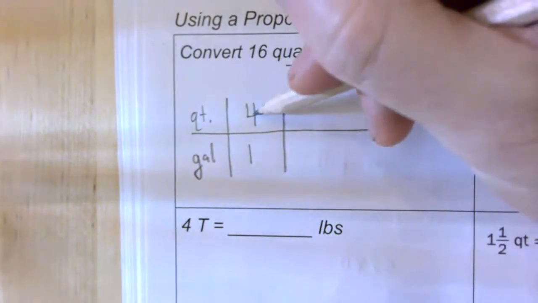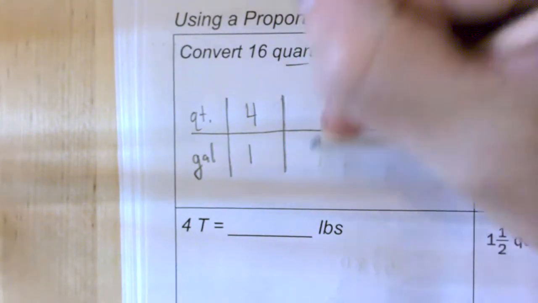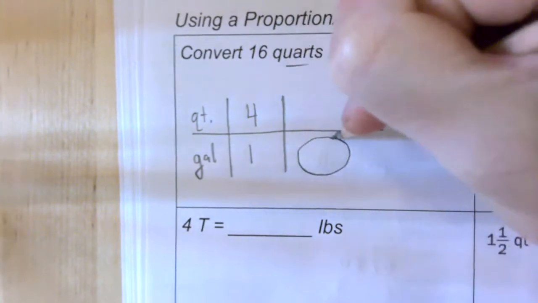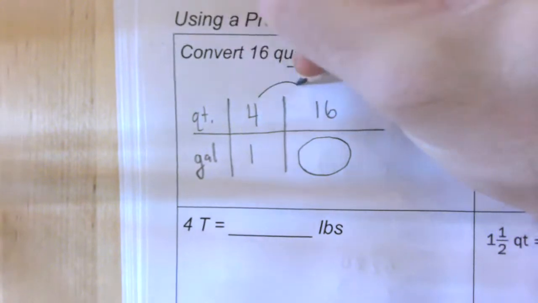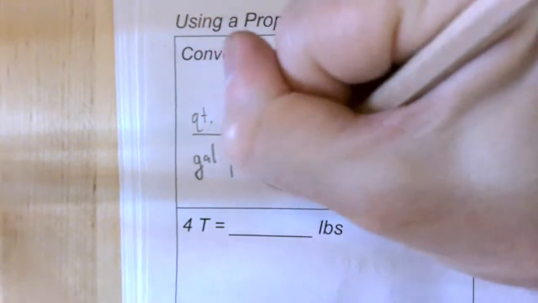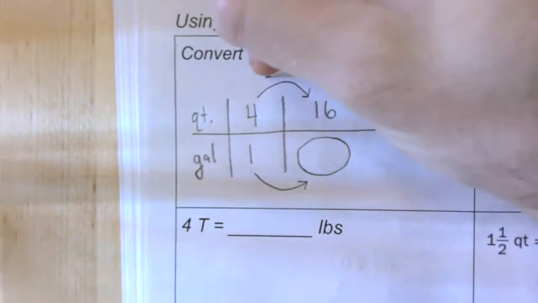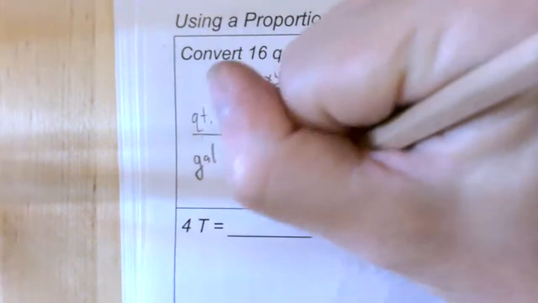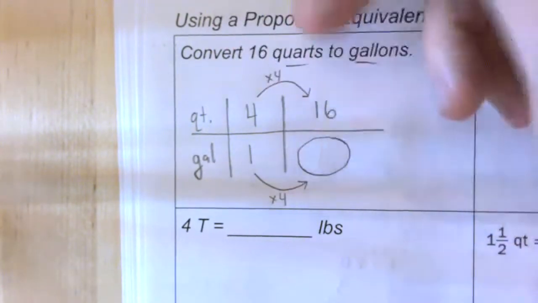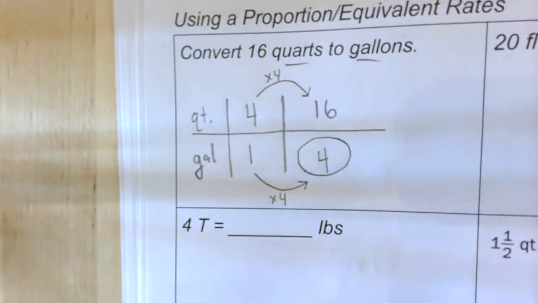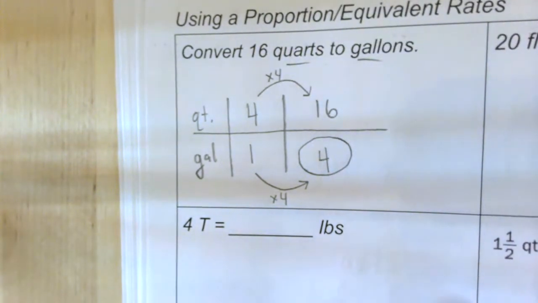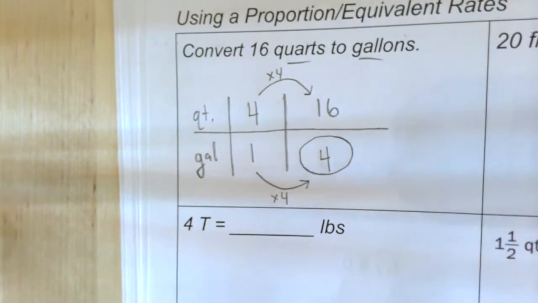And we want to get to 16 quarts to determine the number of gallons. So we're going to put that 16 up top. How are we going to get from 4 to 16? This is the conversion part. We're going to multiply by 4. And 1 times 4 is 4. So that means 16 quarts is the same thing as 4 gallons.